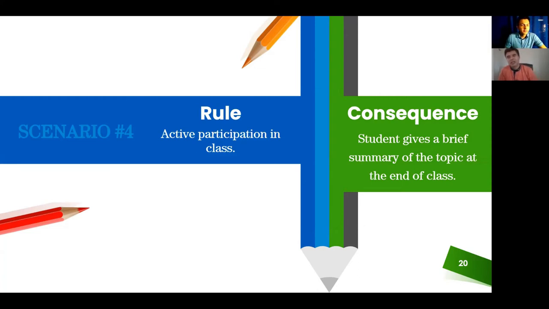Yes, if it's at the beginning of the class and the student is not participating at all, I will approach him or her privately, and the first thing that I will do is just encourage and remind the student that there is a rule, right? So I would say the first thing is just a reminder. But if we still see that the student is not participating, then we go again privately and say, hey, there is a consequence. You know the rules. You do not participate, you are giving a summary at the end of the class, right?